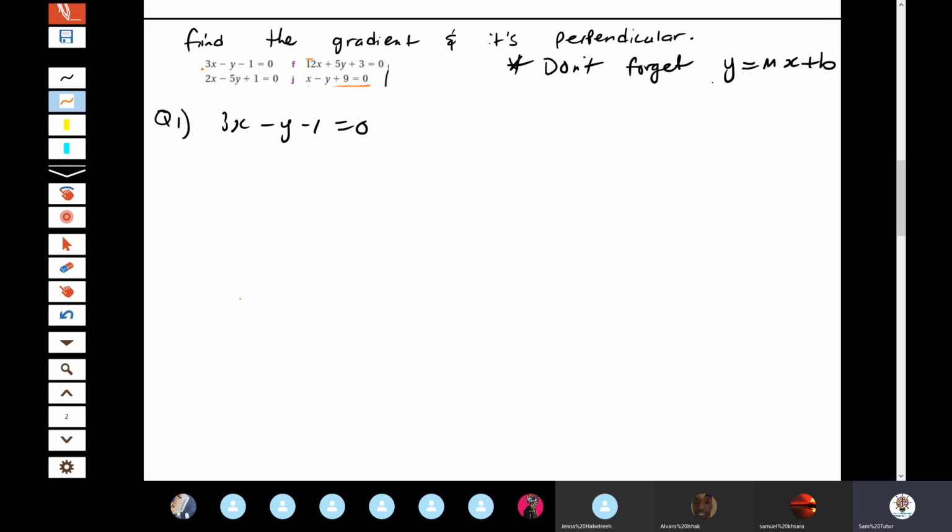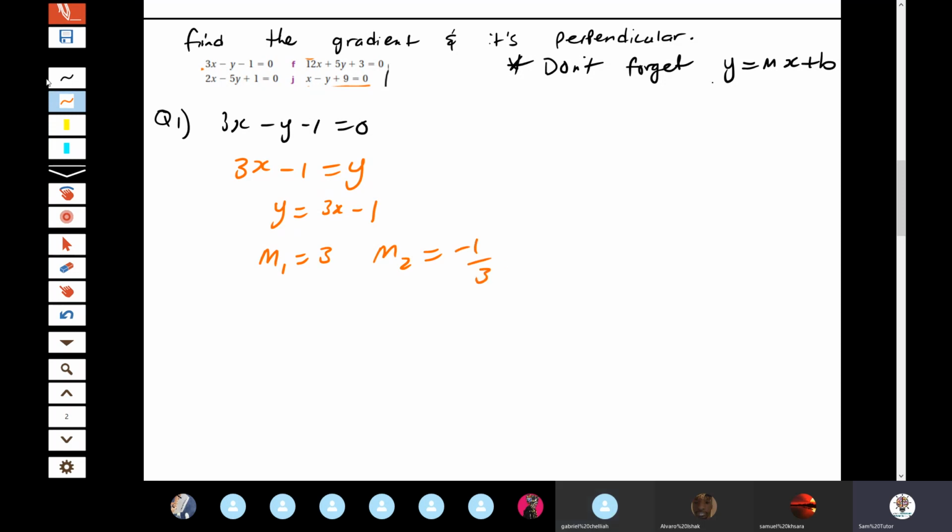Let's do it. 3x minus y minus 1 equals 0. We need to make y the subject. So what are you going to move? Move y to the right. Correct. 3x minus 1 equals y. That's straight away y equals mx plus b already. So what's the gradient of the first one? 3. And obviously, what's the gradient of your perpendicular? Minus 1 over 3. Done.